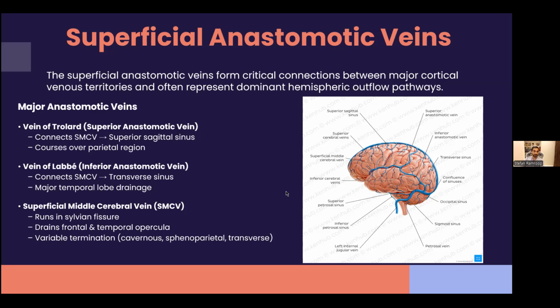If there's sacrifice of a dominant vein of Labbé, that can produce temporal lobe edema, aphasia if in the dominant hemisphere, hemorrhagic venous infarction, or seizures. Similarly, injury to a dominant vein of Trolard can result in parasagittal venous infarction.